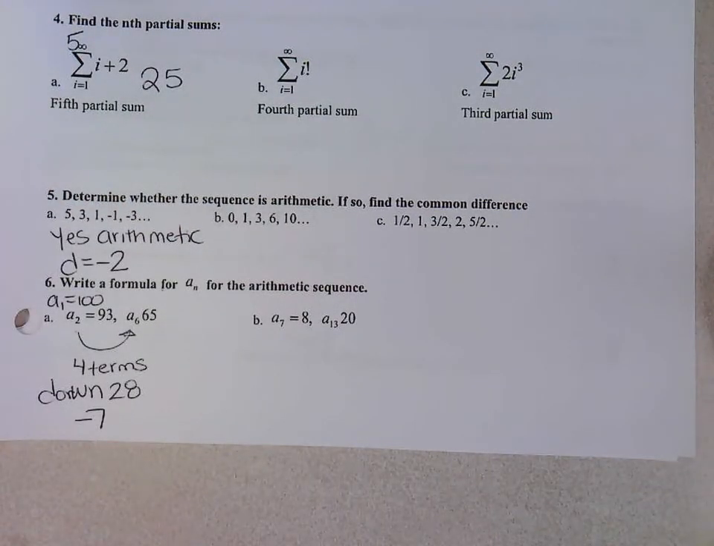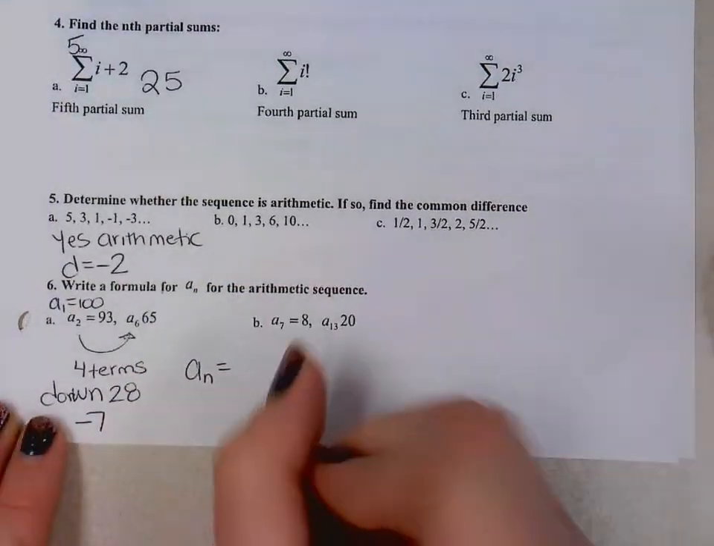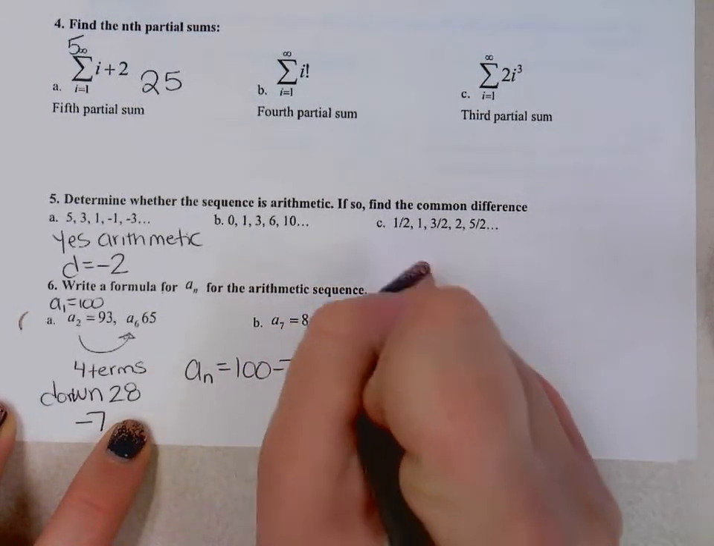Once I know those two pieces of information, my formula is A sub n is equal to my starting term minus 7 times n minus 1.